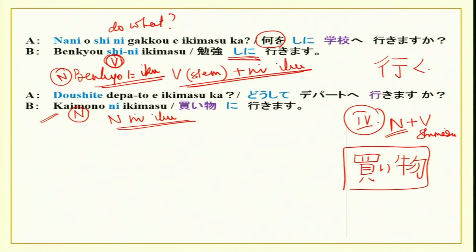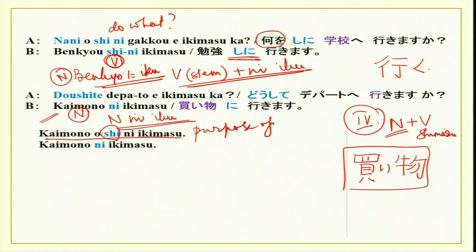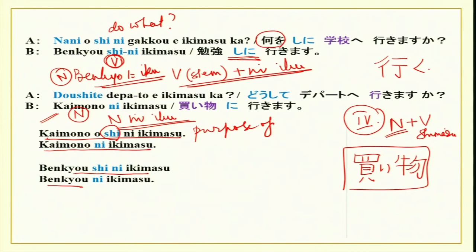You can also say kaimono o shi ni ikimasu. For the purpose of shopping, or kaimono ni ikimasu, just shopping ni ikimasu. Now, benkyo shi ni ikimasu, for the purpose of studying, or just for studying. I think it's clear. You can use all verbs in group 4 in this pattern, and group 1 and group 2 in this pattern.